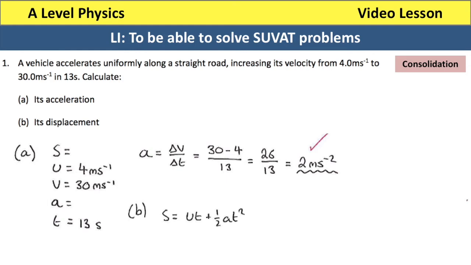To work out the displacement, I'm going to use UT plus a half AT squared. Now that means that we've got 4 times 13 is what U times T is. And then we've got a half multiplied by 2 multiplied by 13 squared. Remember the acceleration we got from part A, and the answer comes out as being 221 metres. Well done if you got those correct.